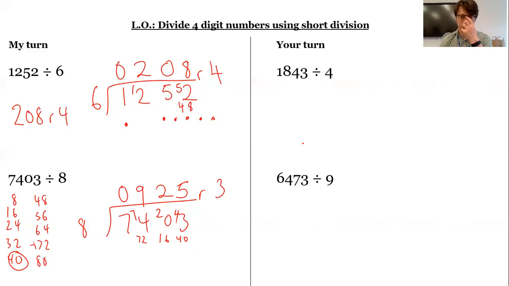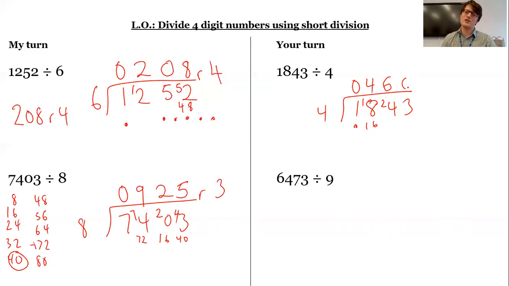Okay, here we go. 1,843 divided by 4. Can't make any groups of 4 out of 1, so I'm going to regroup. 4 goes into 18 4 times, which is 16, leaving a remainder of 2. 4 goes into 24 exactly 6 times, leaving no remainder. 4 times 6 is 24. 4 goes into 3 0 times, is my 3, so I need to leave a remainder of 3.